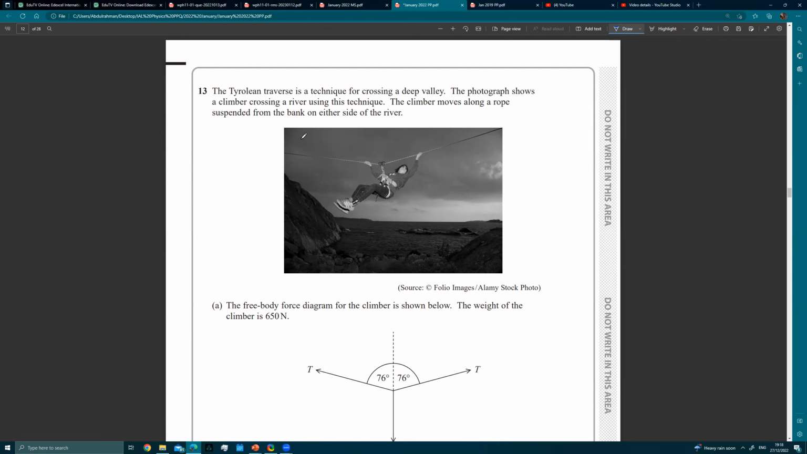The climber moves along a rope, suspended from the bank. You need to know what this word suspended means. It's also used in mechanics. What can you deduce from the word suspended?